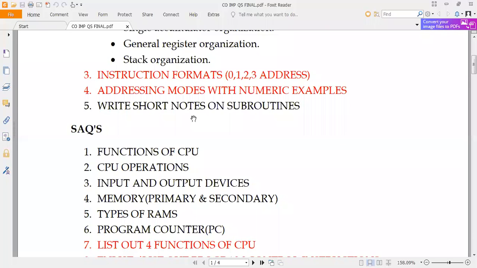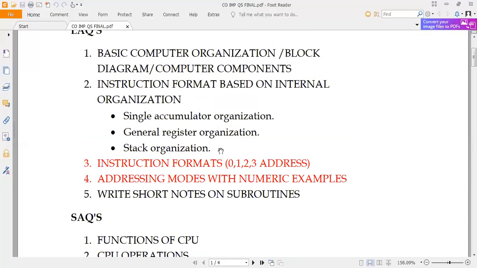We will mainly deal with the subroutine. Subroutines are sometimes called interrupts also. So that is the basic explanation for the subroutine.